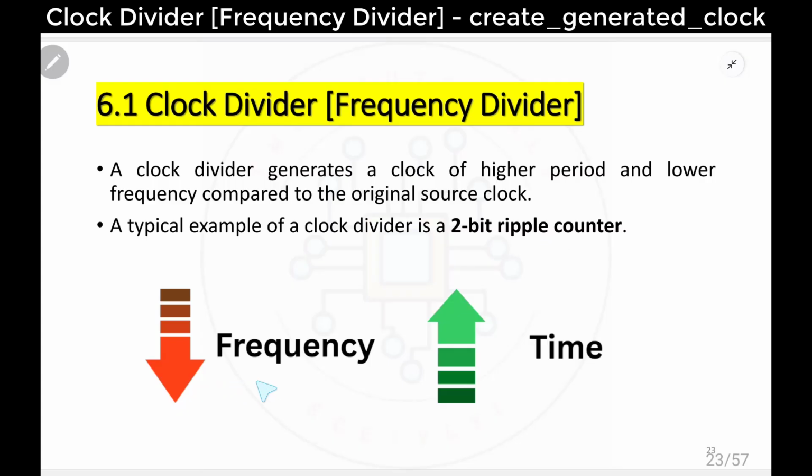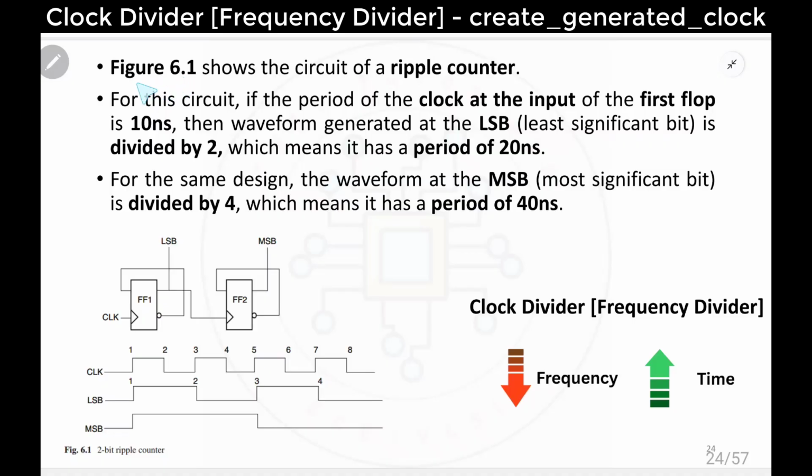So as we have seen, whenever frequency is getting reduced, time period will be increasing. Let us try to understand it by using an example of a 2-bit ripple counter. So it contains two flip-flops, flip-flop 1 and flip-flop 2. For this circuit, if the period of the clock at the input of the first flip-flop is 10 nanosecond, then the waveform generated at the least significant bit is divided by 2.